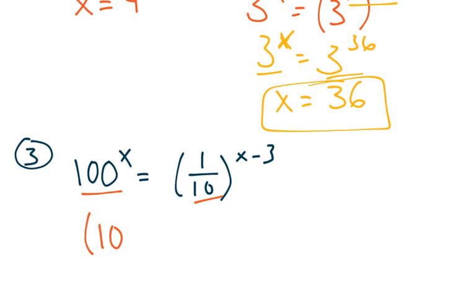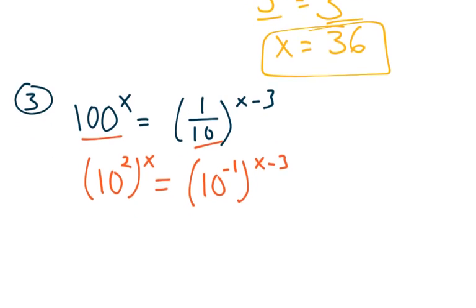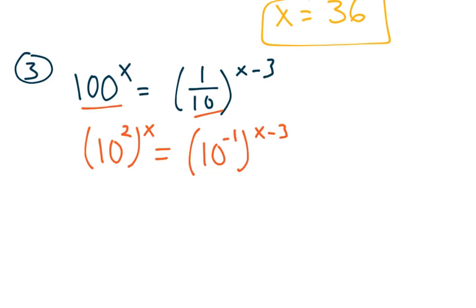So 10 to the what power? We need to figure out an exponent for up here. 10 to the what power gives us 100? If you're looking at your half sheet, or this might be a fact that you already know, that would be 10 squared. 10 squared is 100, so then we'll have 10 squared to the x power. 1/10 is the reciprocal of 10. The exponent that means reciprocal is -1. So this will be 10 to the -1st to the x minus 3 power. We're rewriting 1/10 using the same base as the other one, 10 to the -1st.